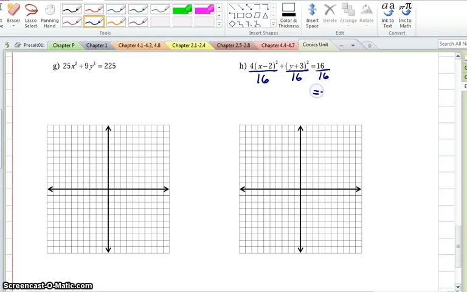And so now it is equal to 1. But now simplify this. 4 over 16, you can reduce that to (x minus 2) squared over 4. And this guy you really can't do anything with, so leave him as (y plus 3) squared all over 16. Now this looks just like the standard form.